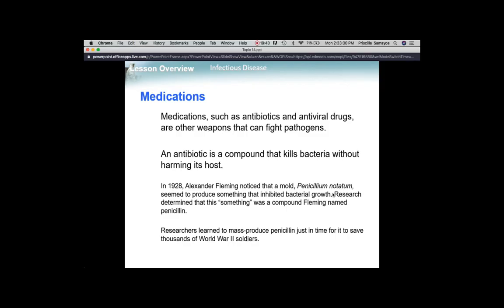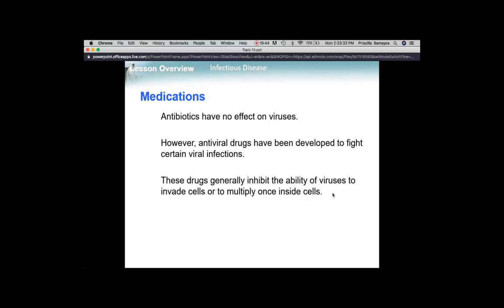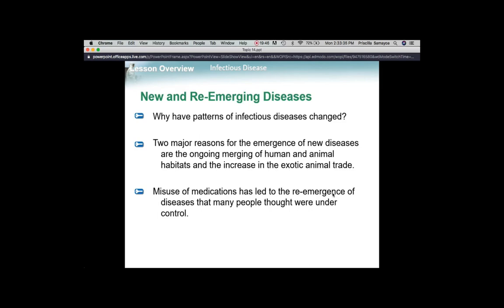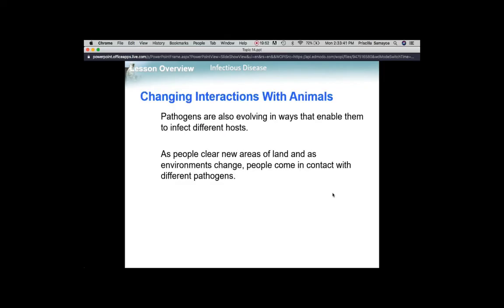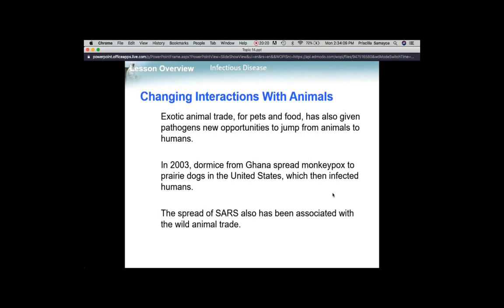We went over the antibiotics. Yeah, new and re-emerging diseases, just like I said, a lot of things that we thought were long gone are slowly making their way back. Changing interactions with animals. Remember, some pathogens can hop from animals to humans. The main issue is that we are basically clearing area of environments. The animals then will have to relocate, usually in a way that will change the interaction between humans and animals, that will allow direct contact, which causes us to allow the hopping of pathogens from one organism to another.